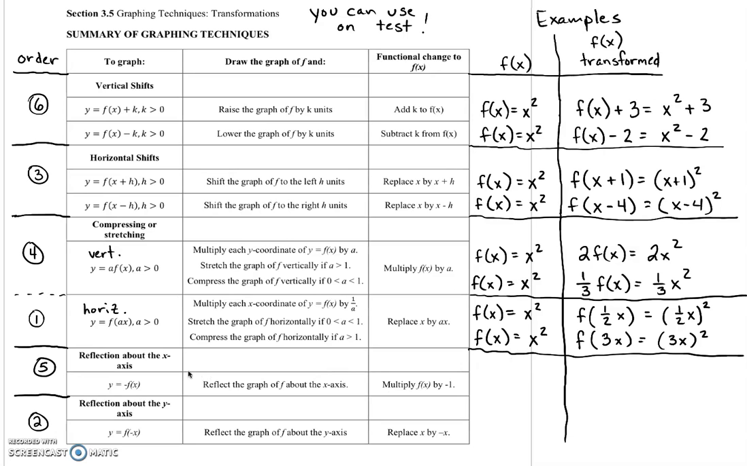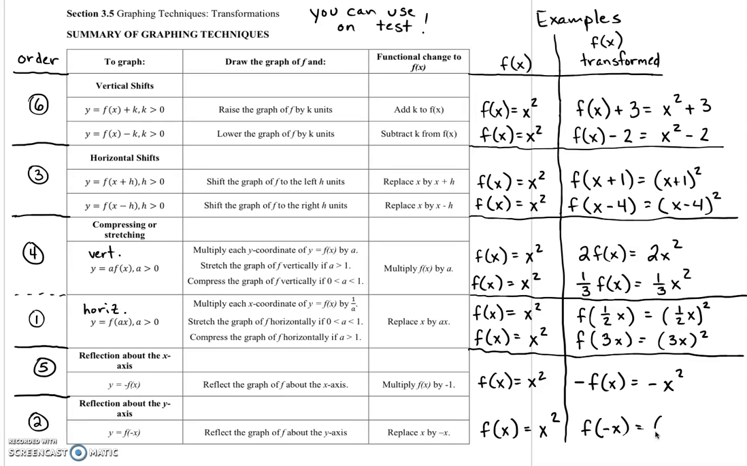Okay, and then the reflection about the x-axis, if we have f of x equals x squared, the reflection is just to make that negative. Reflection about the y-axis is we replace x with negative x. Okay, so there's examples of how all those work.